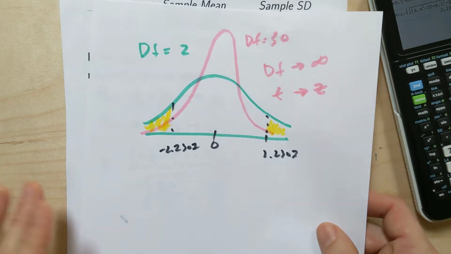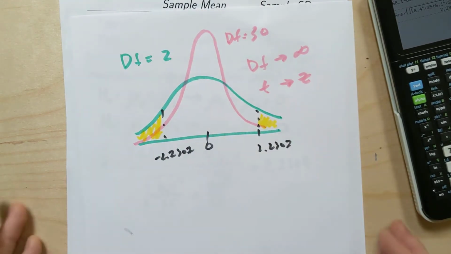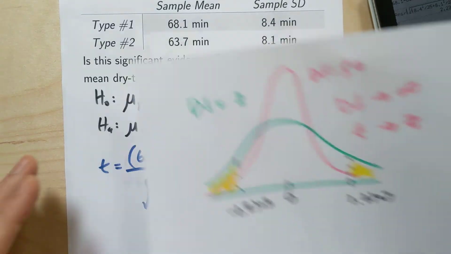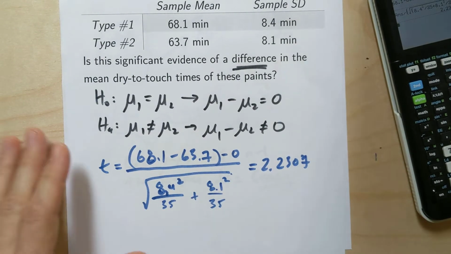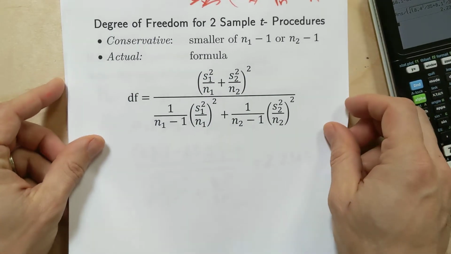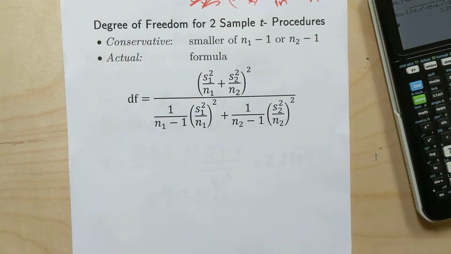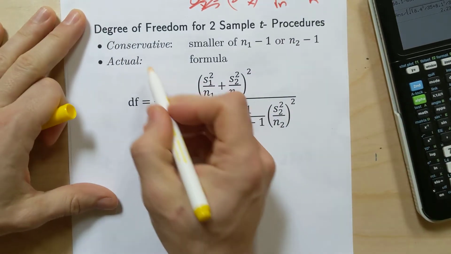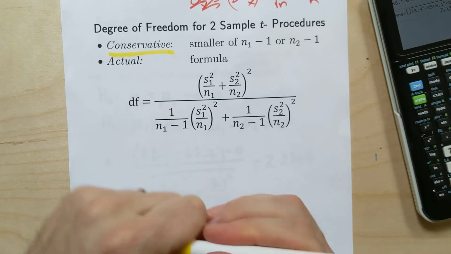So actually, we're going to see that there's two approaches. There's kind of like the truth, and then there's what we do if we don't have fancy technology, right? So what's the degree of freedom for a two-sample t-test? Well, I wrote this out. There's two scenarios. First, there's the conservative scenario. This has nothing to do with being liberal or conservative politically. This is all about what's safe and what's not safe.